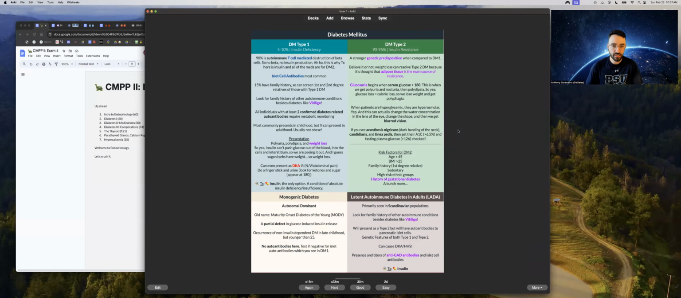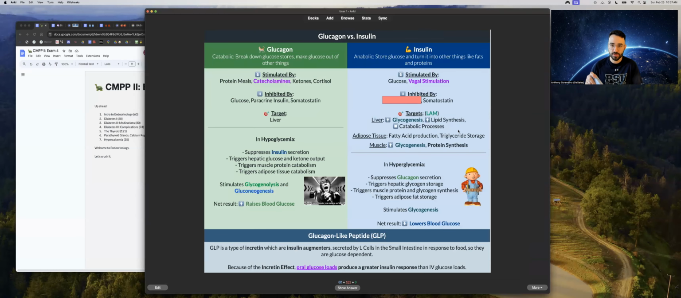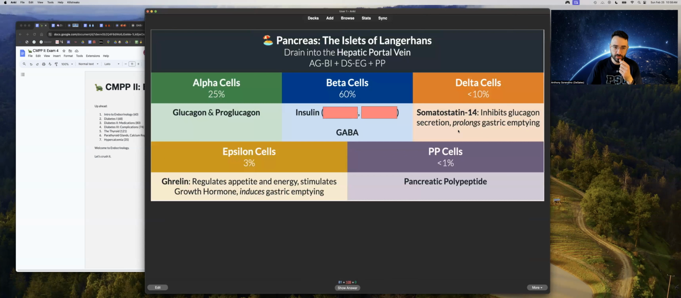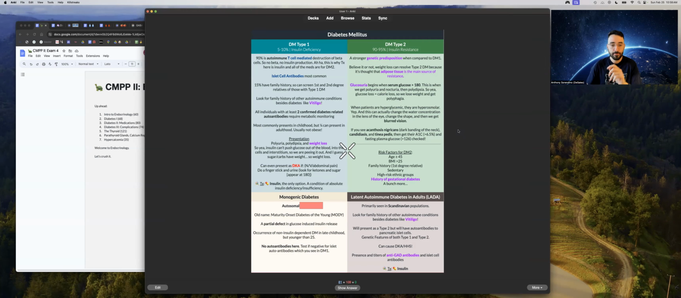Look for vitiligo. Inhibited by. So insulin's inhibited by somatostatin and what else? Epinephrine. Yeah, catecholamines. We'll take that. A monogenic diabetes. MODY was the other name. A blank defect in glucose. Partial. Beta cells. C-peptide and proinsulin. Yes, okay. We'll mark that as hard.